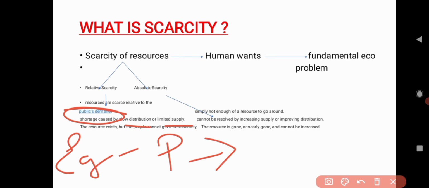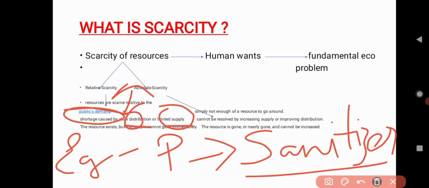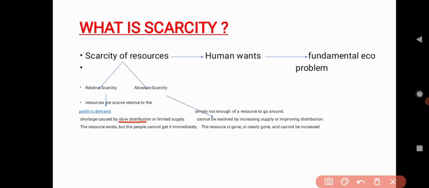During the pandemic, in the initial stage, the most important thing demanded more in the markets was sanitizers, right? There was more demand in the market. As the demand for this commodity went higher, it caused a shortage of the distribution and the supply of this particular good. So if a person wanted it, they were not able to get it in the market due to higher demand and due to the slow distribution and limited supply.